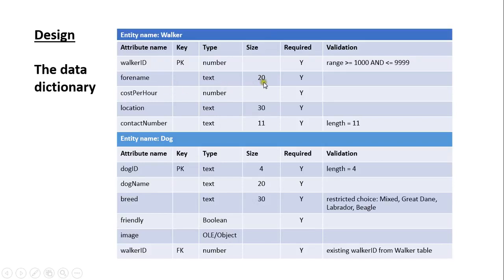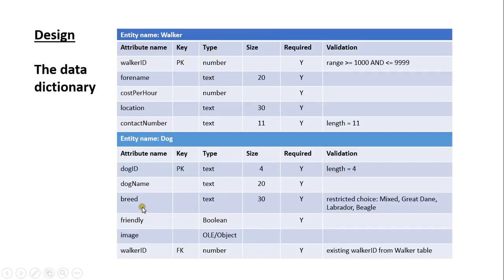Here we've got text that's going to be 20 characters long. I chose to use number for my walker ID and text for my dog ID just to show that your primary keys didn't have to be a particular data type. The number, I want to make sure that's in the range 1000 to 999 inclusive. Contact number, I'm going to do a length check on it and make sure that it's 11 characters long. The dog ID I'm going to make is text, and that's going to be 4 characters long.